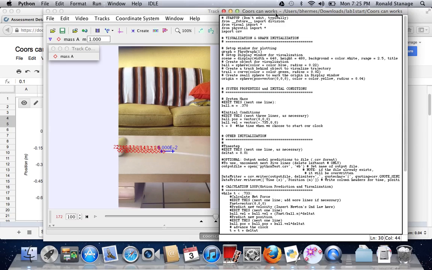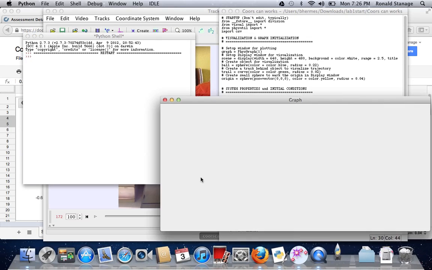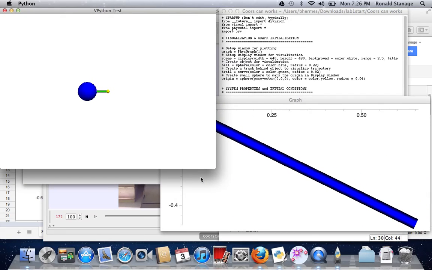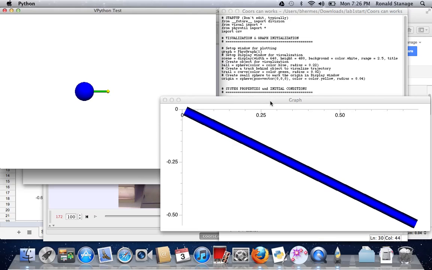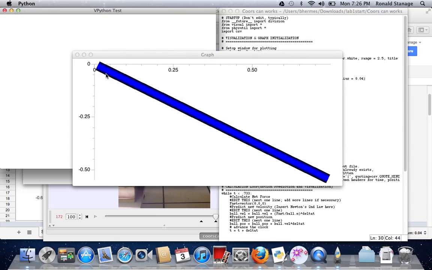So now that we know that, let's go ahead and run this. Come on, you need to run. Oh, yep, slowly. And there it goes. Alright, as you can see, it's fairly similar to what happened, other than that giant ball representing my Coors can. Here's the graph, what you expected with a constant velocity, just a straight line.